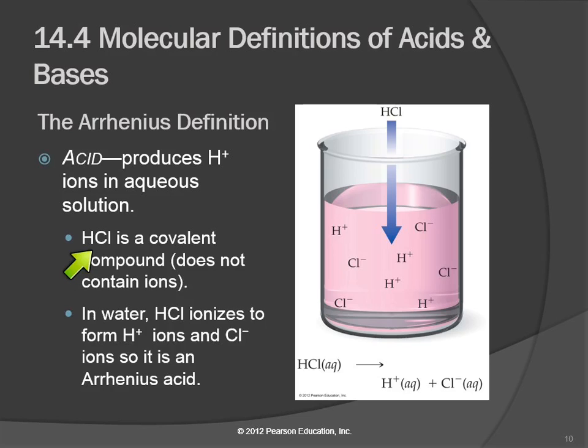When you put HCl, which is a covalent compound, into water, it ionizes and forms hydrogen ions and chloride ions. So this is the equation that shows what's happening there. This is not an ionic compound, but it forms ions in water. And so that's the definition of an acid, an Arrhenius acid.